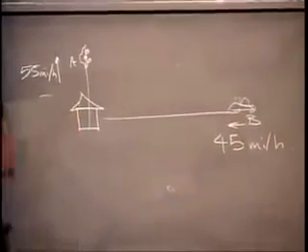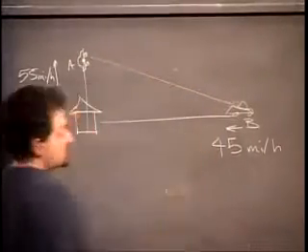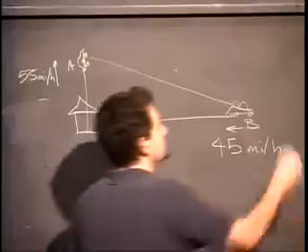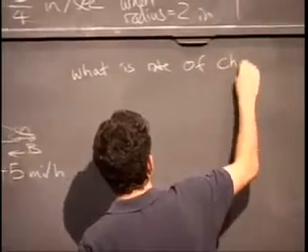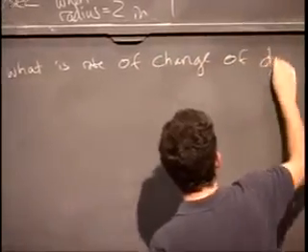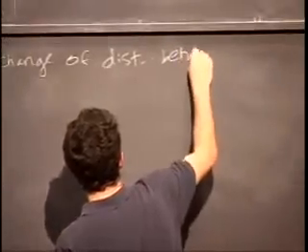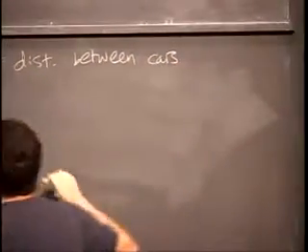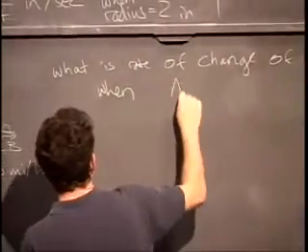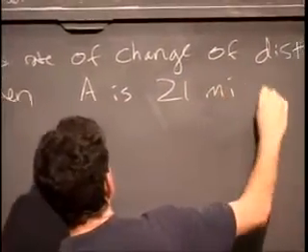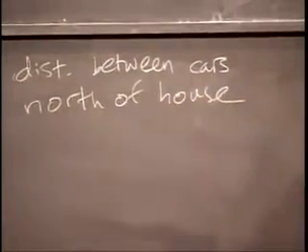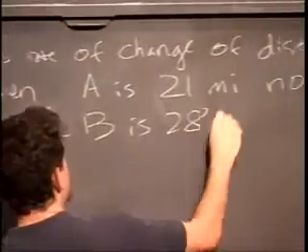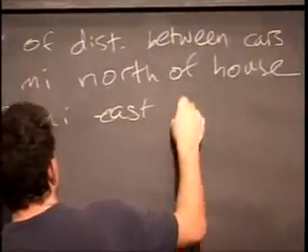What I'm interested in is the rate of change of the distance between the two cars. So what is the rate of change of the distance between the cars when, and I need to tell you when, A is 21 miles north of the house and B is 28 miles east of the house.